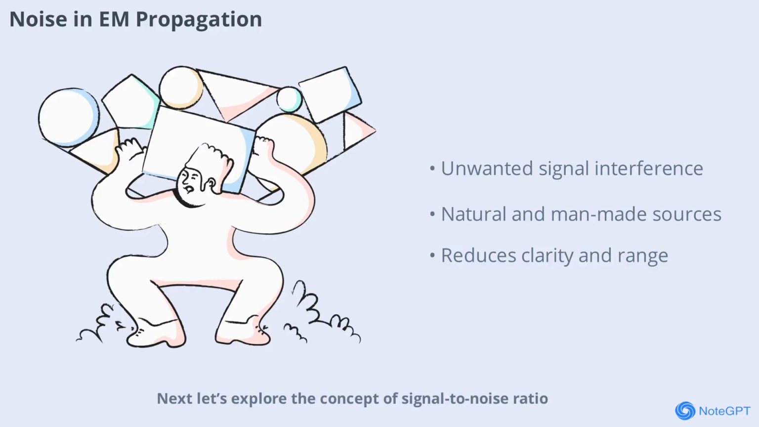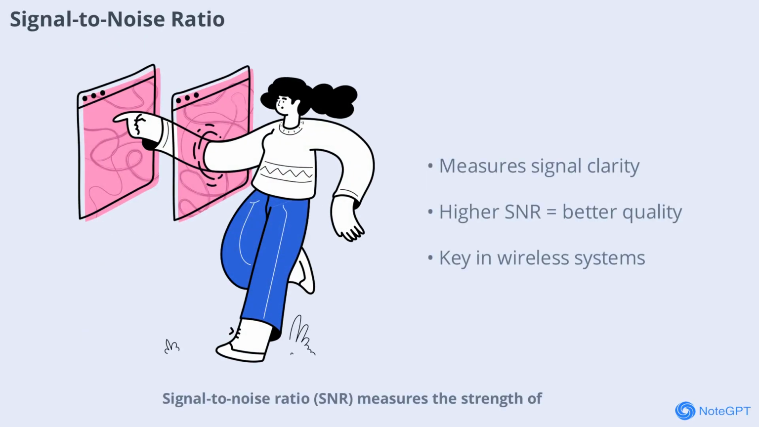Next, let's explore the concept of signal-to-noise ratio. Signal-to-noise ratio (SNR) measures the strength of the desired signal compared to background noise. A higher SNR means a clearer, more reliable signal. SNR is crucial in wireless communication, audio systems, and data transmission. Engineers strive to maximize SNR by boosting signal strength and reducing noise. This ensures that information is transmitted accurately and efficiently.